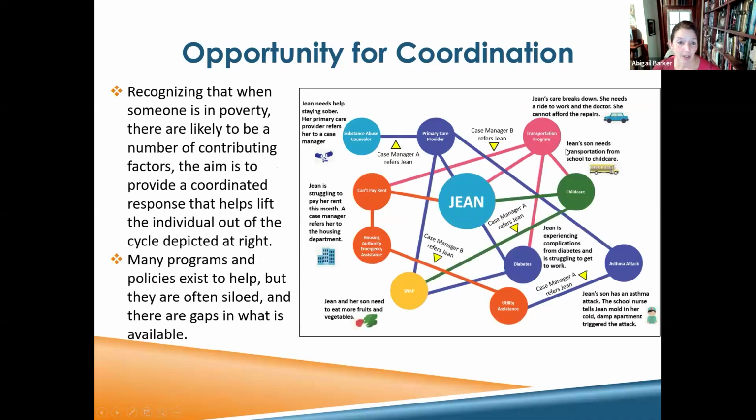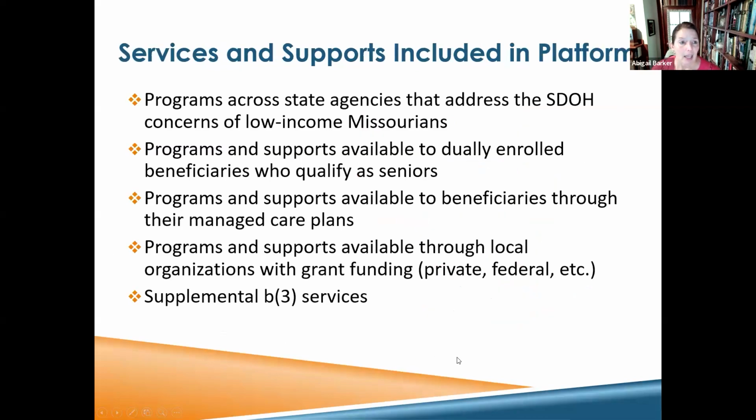I thought this was a nice visual of how uncoordinated things can seem, especially when someone's in poverty. There are lots of different contributing factors. We want to try to make this a little more streamlined rather than having a lot of silos. So just to say a couple more things about the services and supports that are included in the platform, in other words, the things that are going to show up if someone is screening an individual.